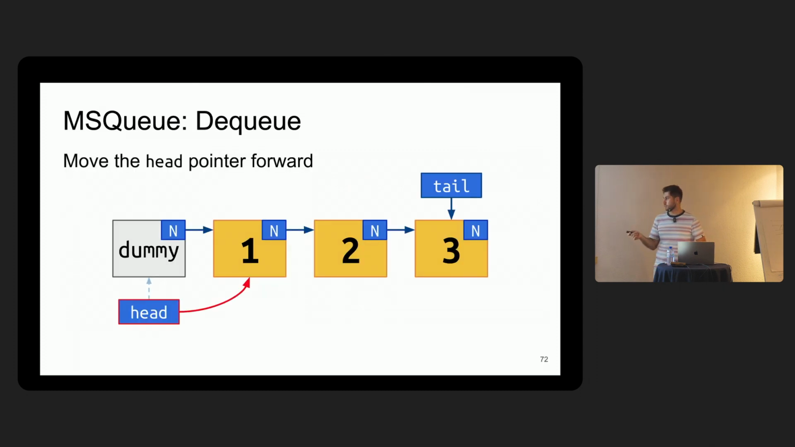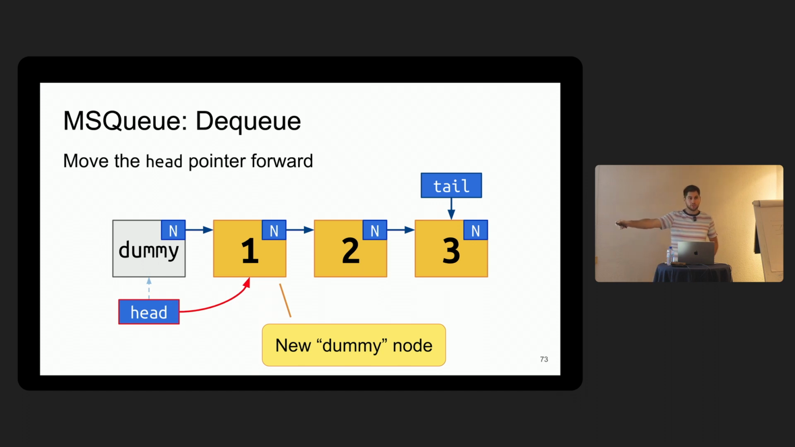And dequeue is much simpler. For dequeue, we simply move the head pointer forward. And after we moved the head pointer forward, the node that was the second one becomes the first one and becomes the new dummy node. So after this action, we have 2 and 3 in the queue, and 1 has been extracted.